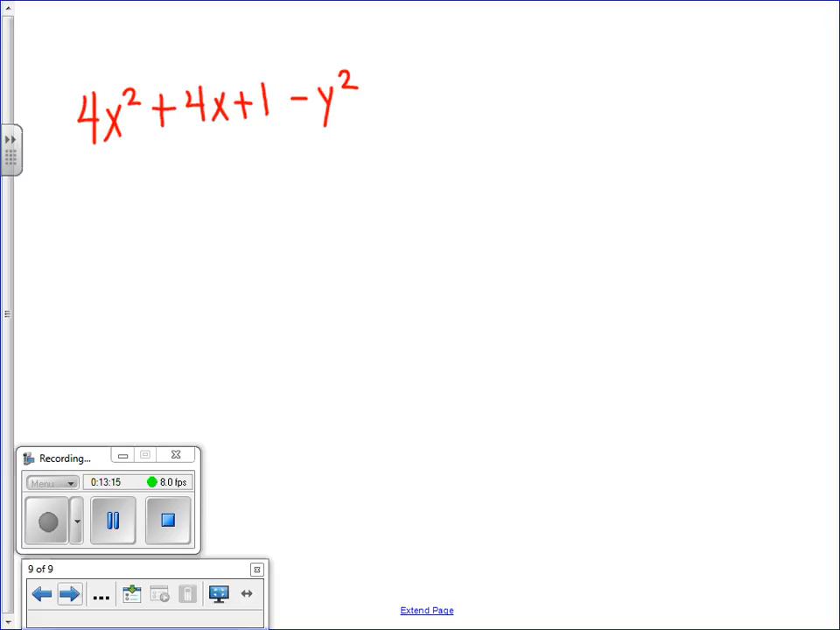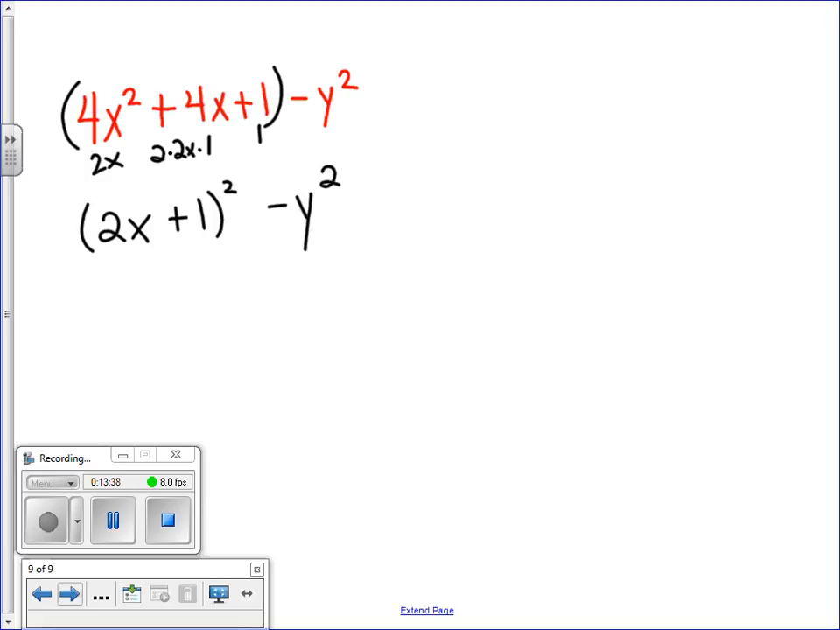On the front end, we have a perfect square trinomial. 2x, 1, 2 times 2x times 1. So this factors down to 2x plus 1 squared minus y squared. Now I have the difference of 2 squares. Square, square, difference. It's the difference of 2 squares. So it's the first one minus the second one, the first one plus the second one.